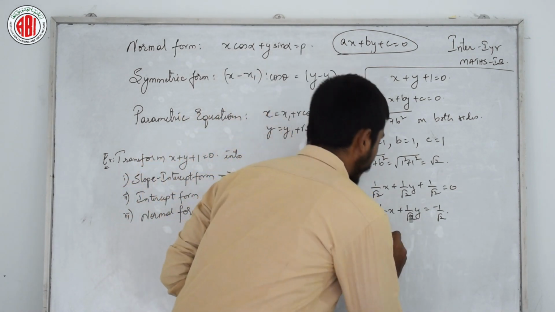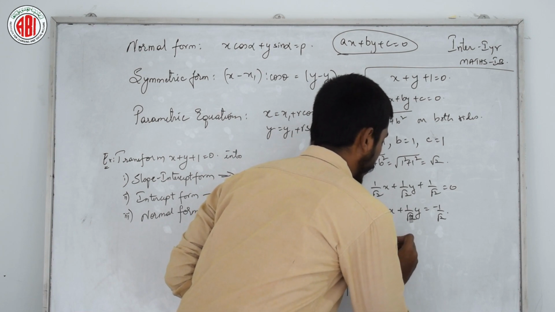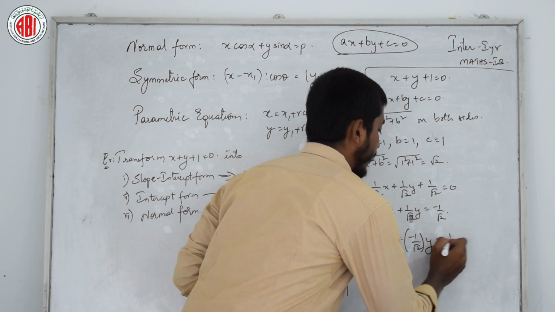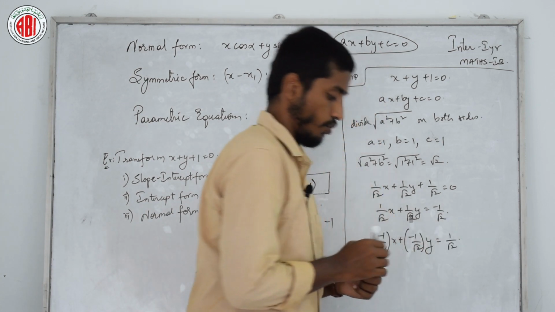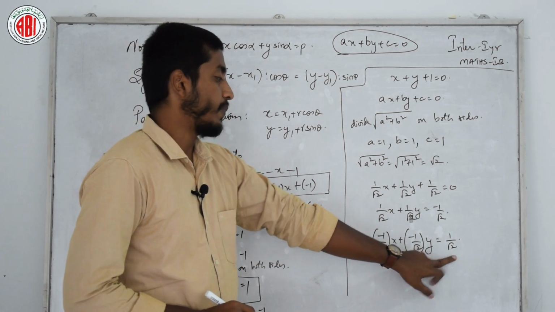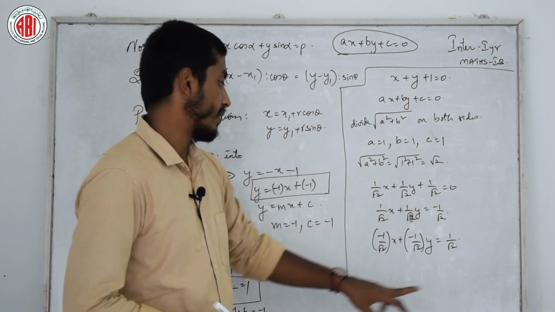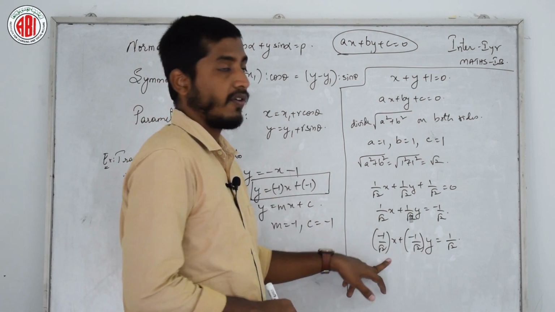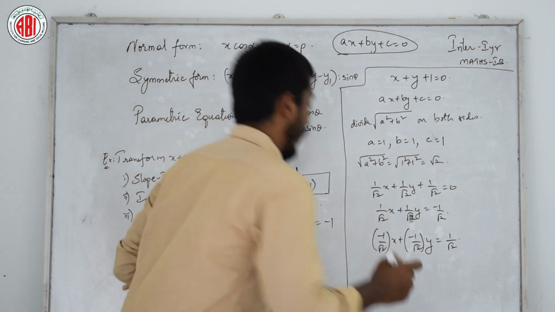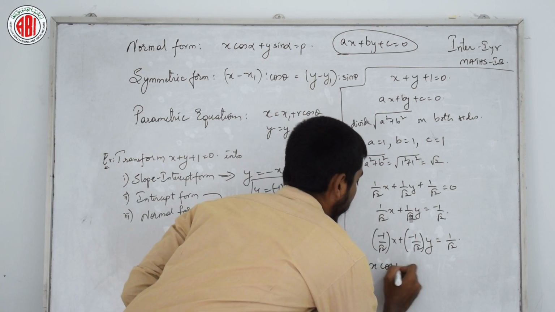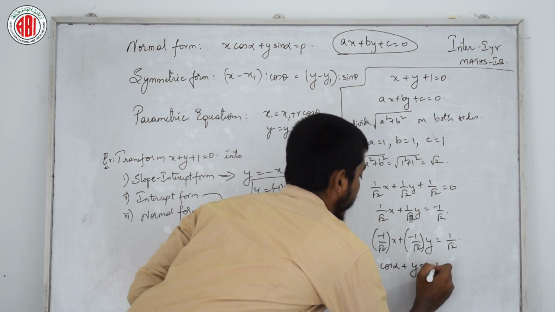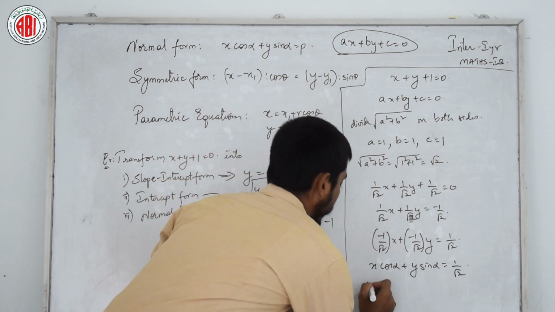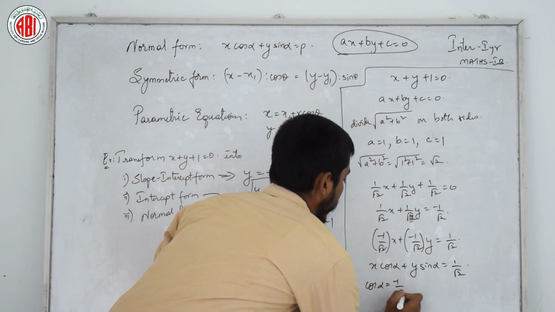It becomes minus 1 by root 2 into x plus minus 1 by root 2 into y, that is equal to 1 by root 2. Now is p positive? Obviously. What is cos alpha here? This is finally in the form of normal form, where x cos alpha plus y sin alpha equal to 1 by root 2. What is cos alpha? Minus 1 by root 2.